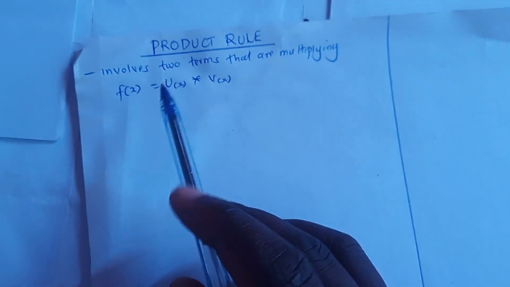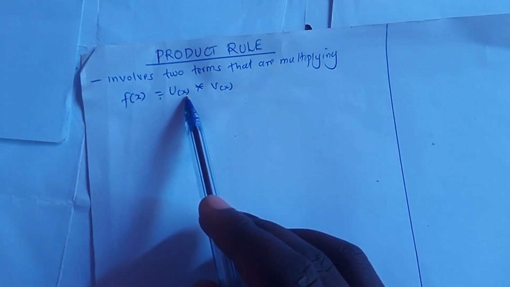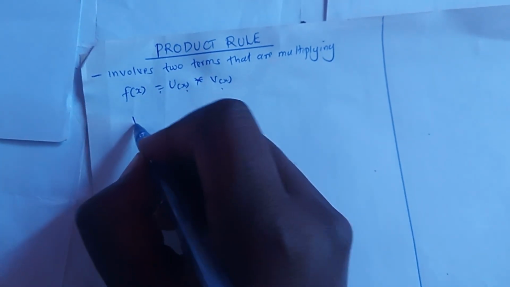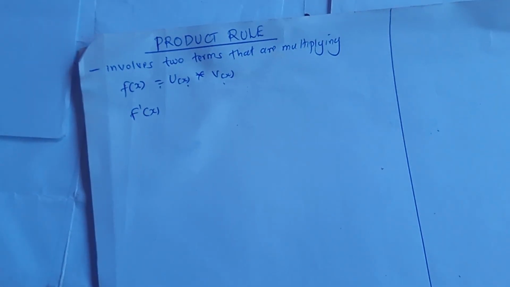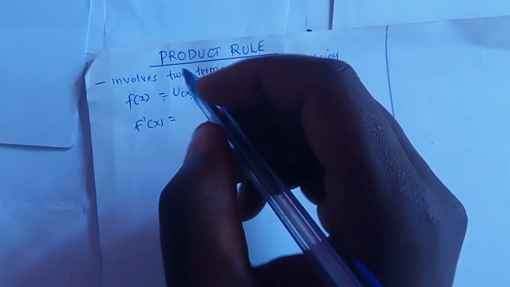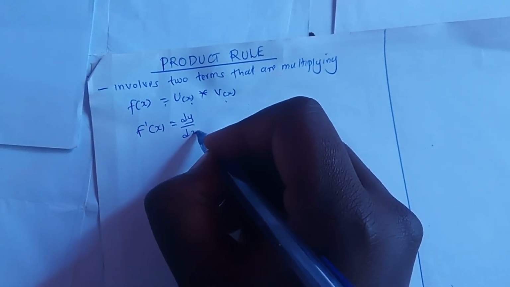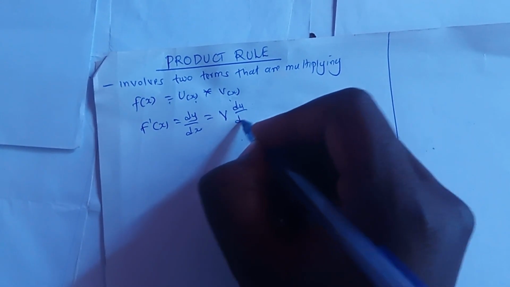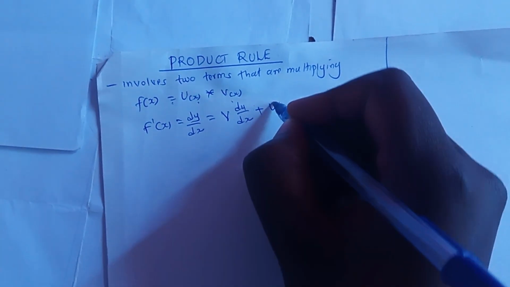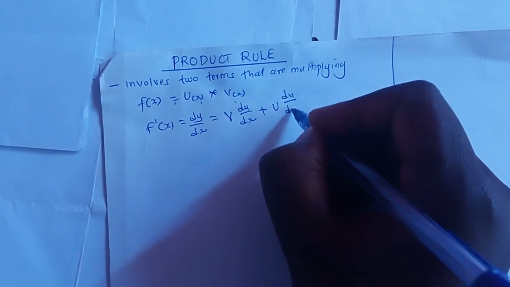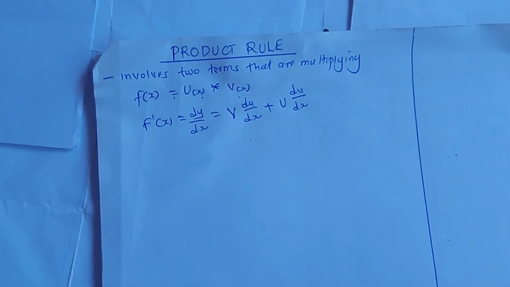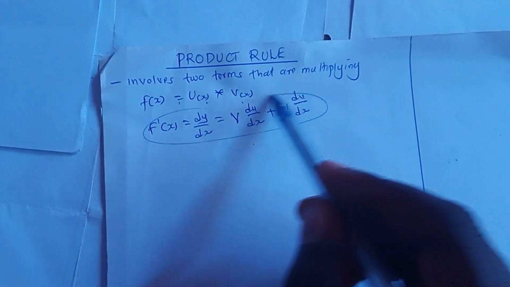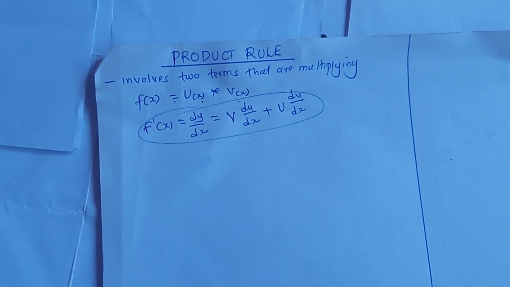For instance, if we have a function f of x being equal to u of x multiplied by v of x, then the first derivative of f of x will be equal to dy dx, which is equal to v du out of dx plus u dv out of dx. This becomes our very last formula that is going to guide us under this method of differentiation.